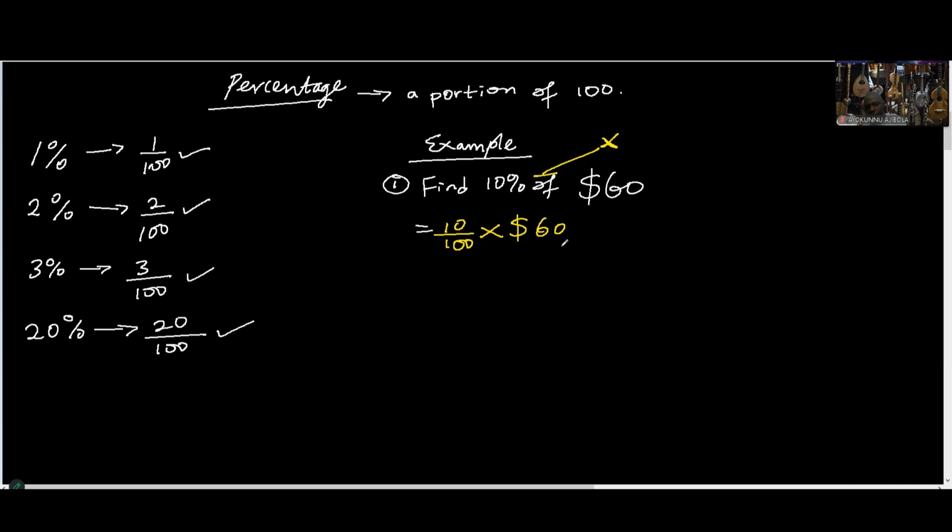Exactly. So we can do the math here. A 0 from the top can cancel a 0 from the bottom. Another 0 from the top can cancel the other 0 from the bottom. So what do we have at the top? Only 1 and 6. That is 1 times 6, that is 6, right? Yes. So divided by 1, which is the same as $6. So that means 10% of $60 is $6.